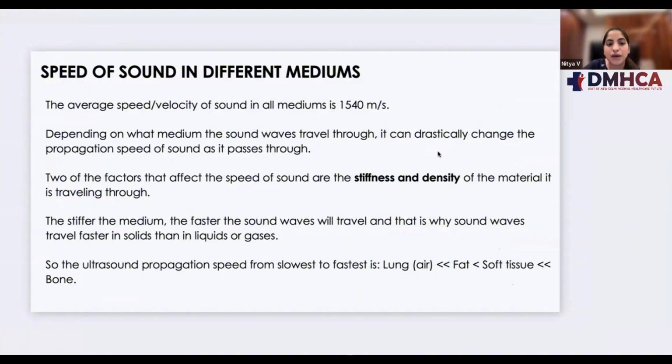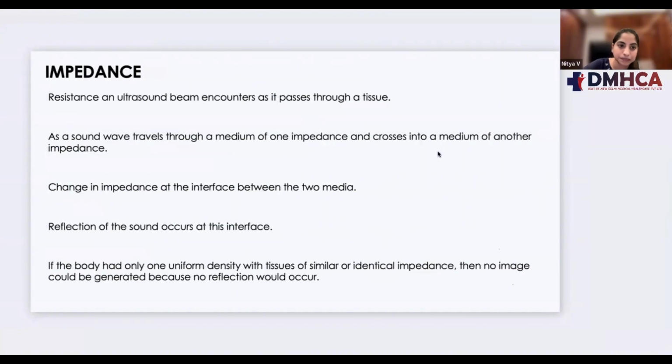Two of the factors that affect the speed of sound are the stiffness and the density of the material in which it is traveling. The stiffer the medium, the faster the sound wave. Why does the sound wave travel faster in solids? Because the molecules are densely packed, so it moves faster in solids than in liquids. We do not need to memorize the speed of sound in lung, fat, and soft tissue, but we just need to memorize that the average speed is 1540. Propagation of sound will be slowest in lung, then fat, then soft tissue, and fastest in bone.